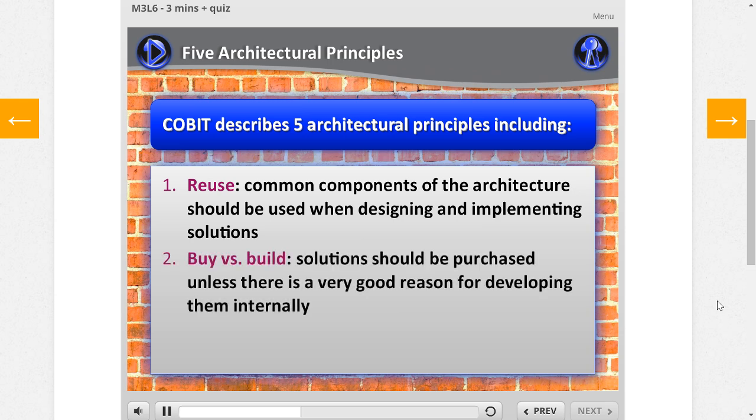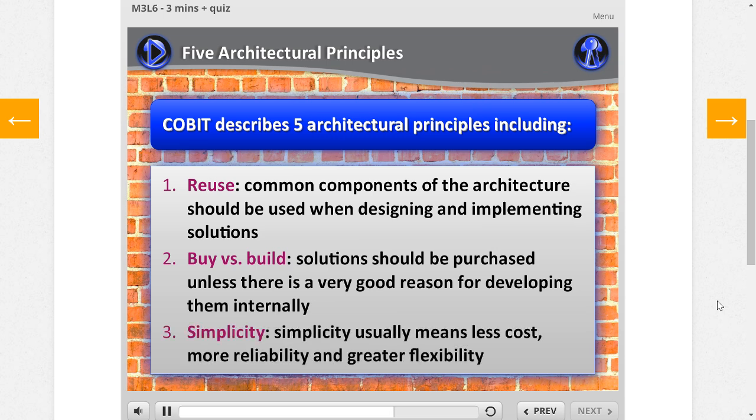Buy versus build. Solutions should be purchased unless there is a very good reason for developing them internally. There are many reasons for preferring a bought-in solution: speed of implementation, cost, ability to leverage the vendor's expertise.